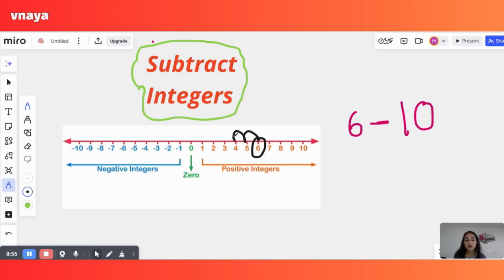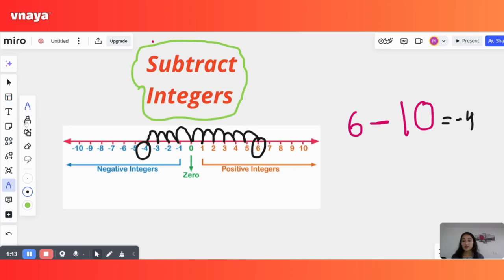1, 2, 3, 4, 5, 6, and 7, 8, 9, 10. So we have reached minus 4. So the answer will be negative 4.